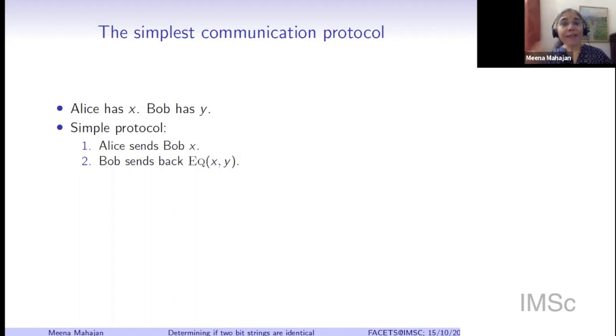So announcing whether they are equal or not is announcing a 0 or a 1. Remember we said that equality is a function. 1 means they are equal, 0 means they are not equal. So Bob announces the value. How much communication has happened in this protocol?